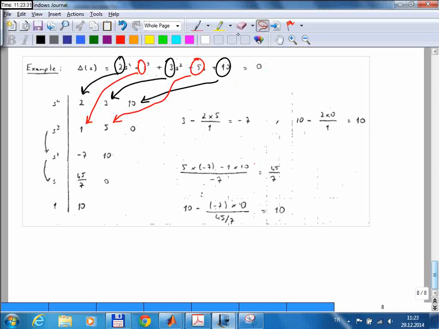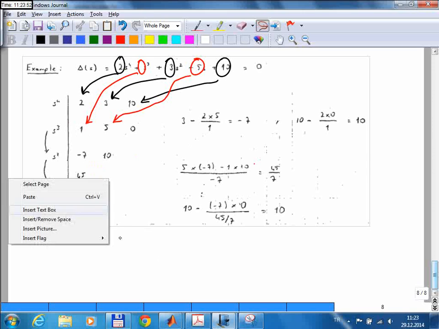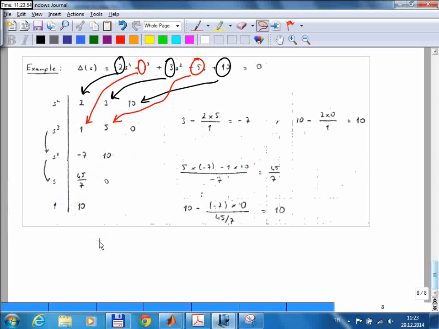For the third row, I applied the formula, and everything is shown here. This amount turns out to be -7. The one next to it is 10. So I'm done here, and I come to the following row. For that, I use these numbers here, and they are found to be 45 divided by 7 and 0. And the last number here is 10. So now I conclude the stability by using the first column.